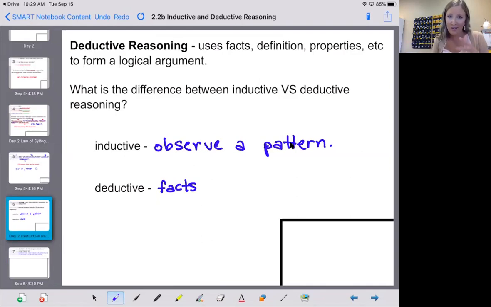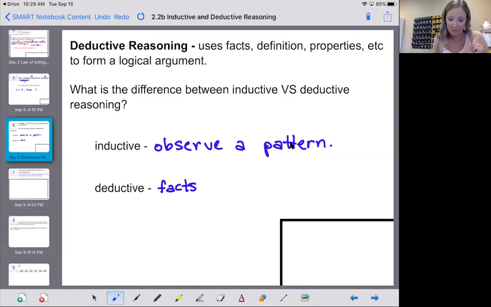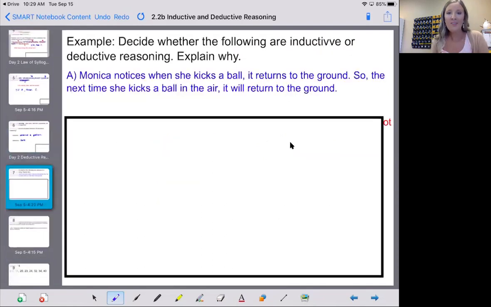So let's practice seeing if we can find the difference between the two. So in this example, it says, decide whether the following are inductive or deductive reasoning and explain why. So here's our first one. It says that Monica notices that when she kicks the ball up, it returns back down to the ground. So the next time she kicks the ball in the air, she's saying it's going to come back down. So did she notice something? Did she observe something happening? Did she see a pattern? Or is this based on fact?